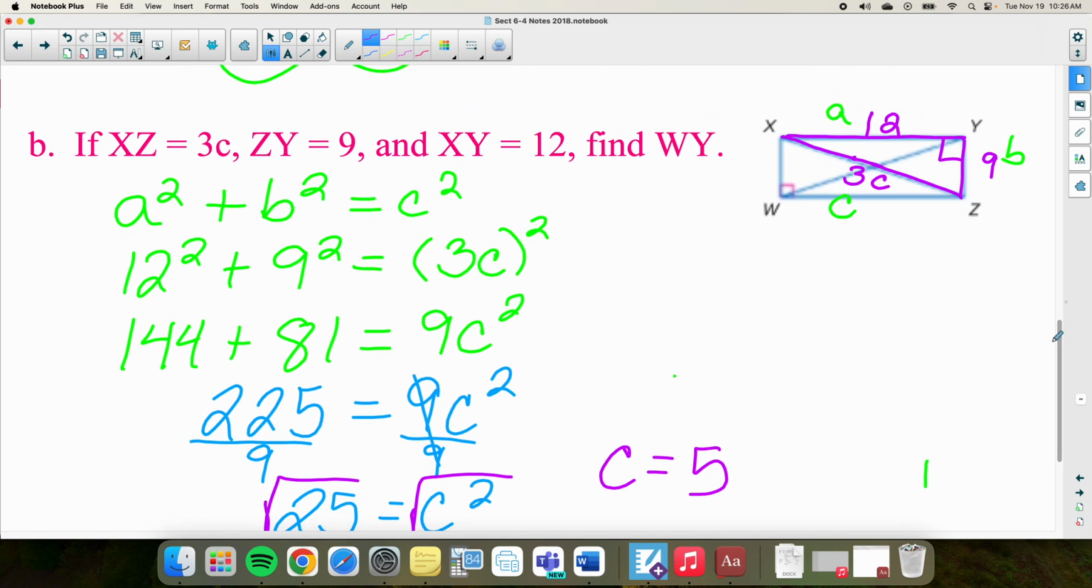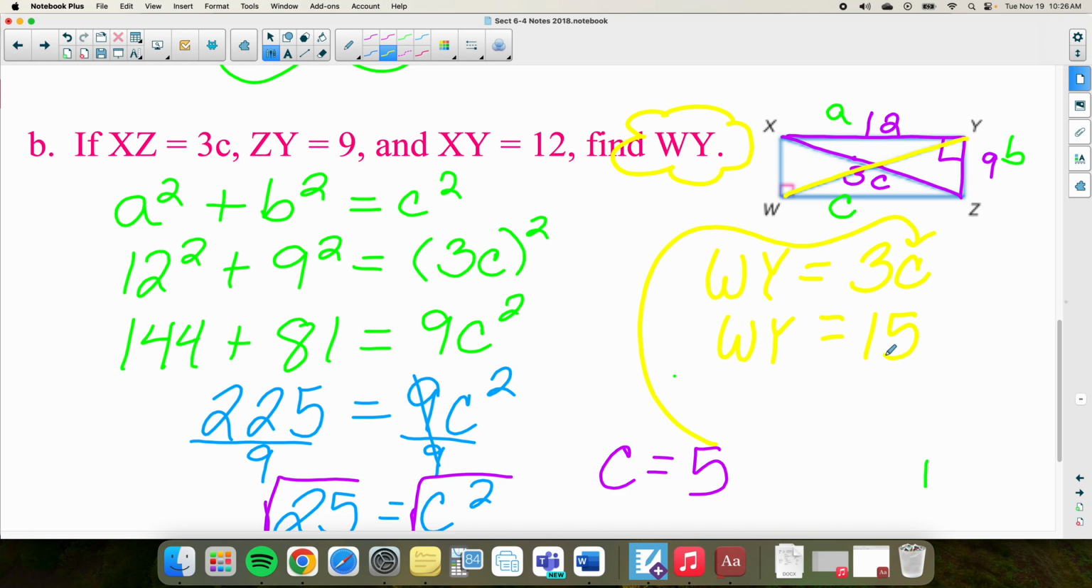And then when you look, you always have to look at what did they want? And they want YW, and WY is this. So does anyone know how we could find that? 3 and then input our C, because it would be congruent to 3C. Yes, wouldn't the diagonals equal each other? So if one is 3C, the other one is 3C, okay? And I know C is 5, so what is WY? 15? Right? Everybody understand that?